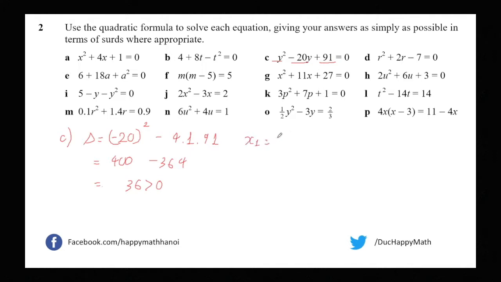x1: minus b means 20 plus square root of 36, and 2a means 2. So 20 plus 6 divided by 2, so you will get 13. So x2 will be 20 minus square root of 36 divided by 2. So you will get 7. Okay, that is 7. Question C is very easy because the value of the delta is a perfect square number.